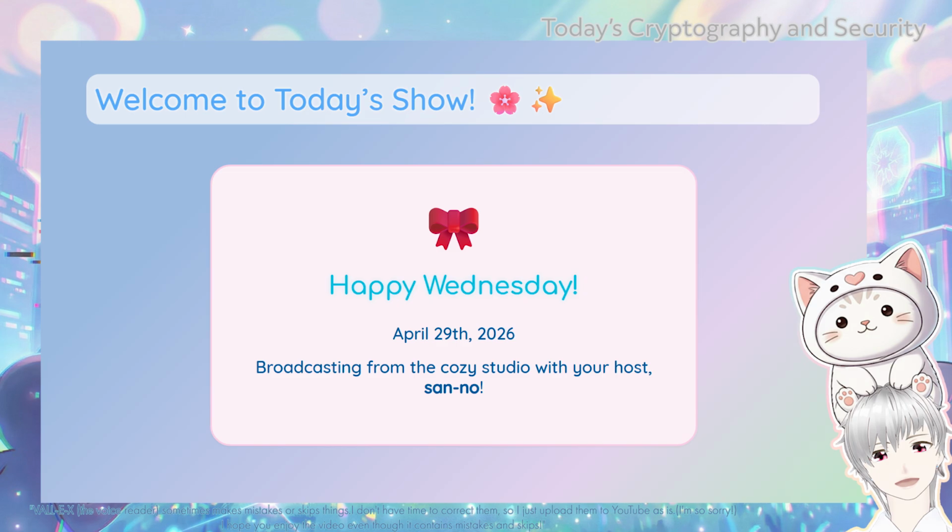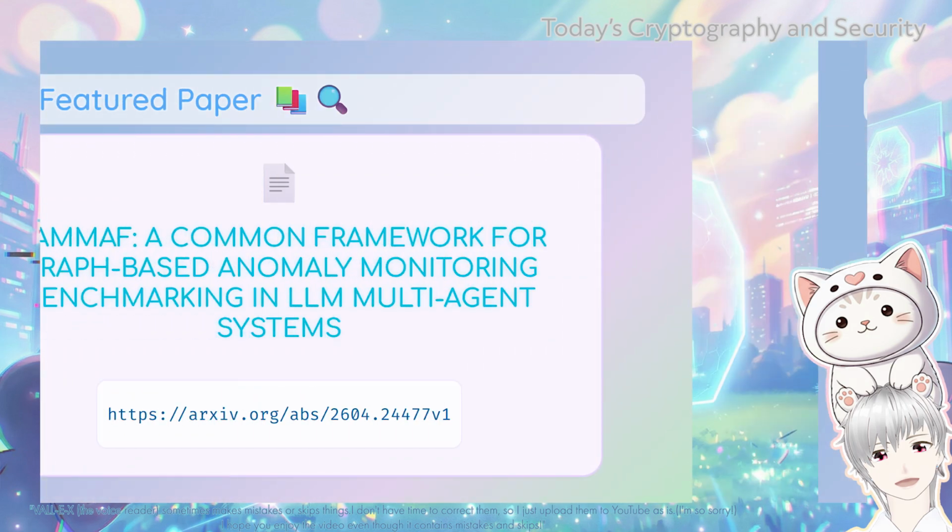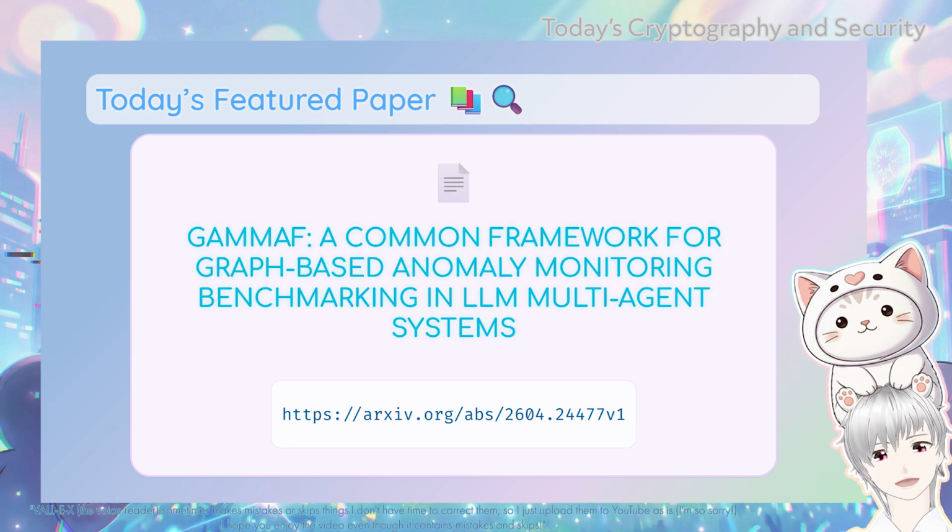Today I'm introducing a really cool and trending article from the archive, but it's a bit technical, but I promise we will make it super fun to understand. The title is GAMMAF, a common framework for graph-based anomaly monitoring and benchmarking in multi-agent systems. The arXiv ID is 2604.24477. It's long, but do not worry, I'm going to break it all down for you.